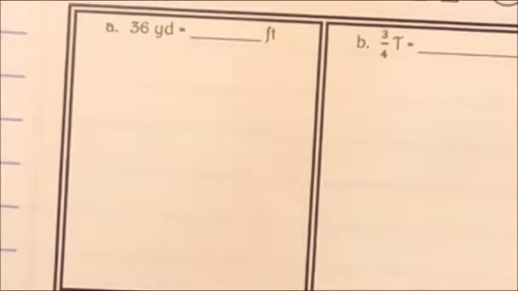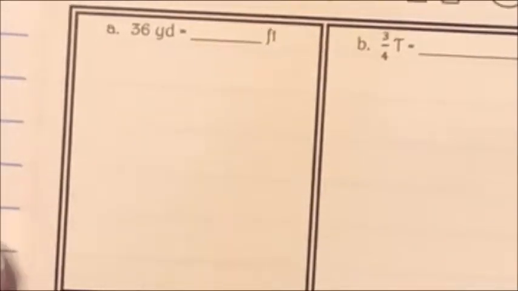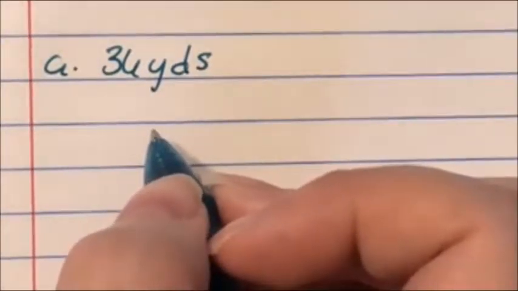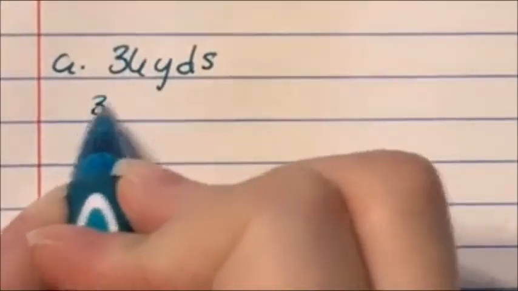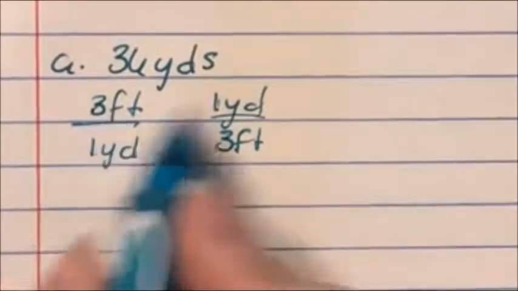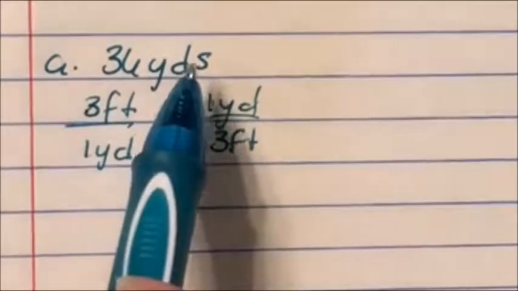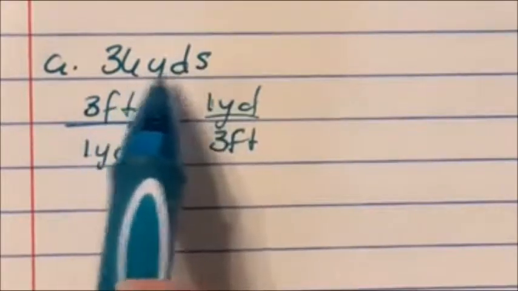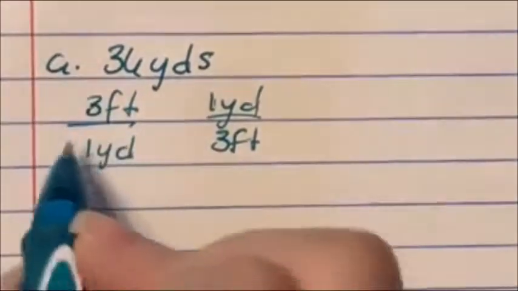All right, letter A says 36 yards equals blank feet. Okay, so I'm starting with 36 yards, and I'm going from yards to feet. There are 3 feet in 1 yard. So these are the 2 different ones I could use. I want to get rid of yards. If yards is in the top, I need to have yards in the denominator. So this is the one I'm going to use for my conversion.